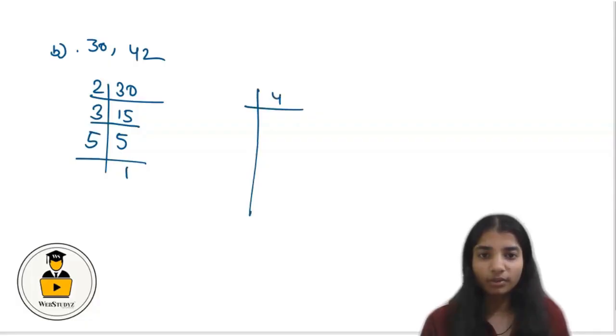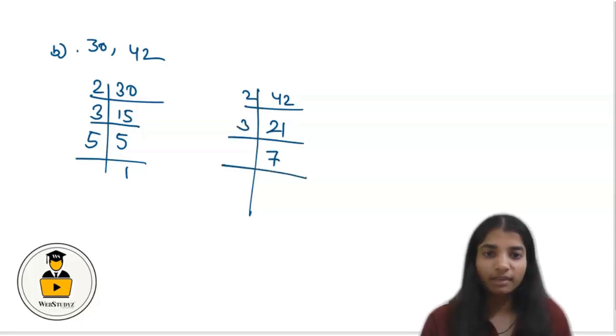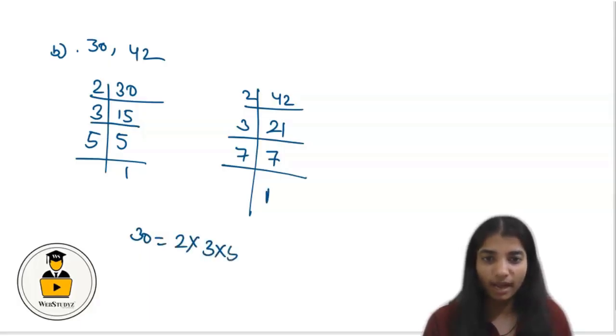Now doing this for 42, it is clearly visible that 42 is divisible by 2, which gives 21. And 21 is divisible by 3. When we divide 21 by 3, we get 7. And when we divide 7 by 7, we get 1. So from here we can say that 30 is equal to 2 multiplied by 3 multiplied by 5, and 42 is equal to 2 multiplied by 3 multiplied by 7.